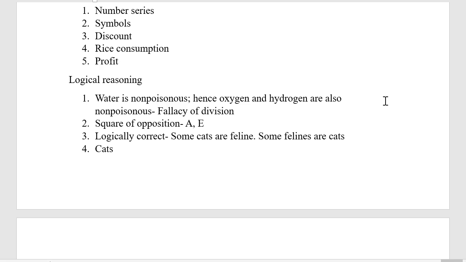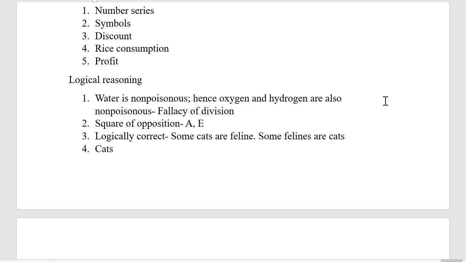The second question from logical reasoning is related to the square of opposition. The question was, it is in such a way that both the statements can't be true together but can be false together. So you have to pick it up. The answer is A and E, that is, all and no. Okay, the options we clearly couldn't recollect.